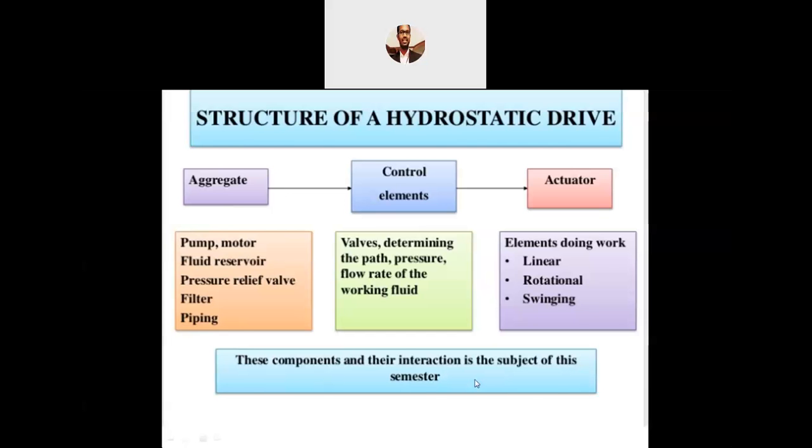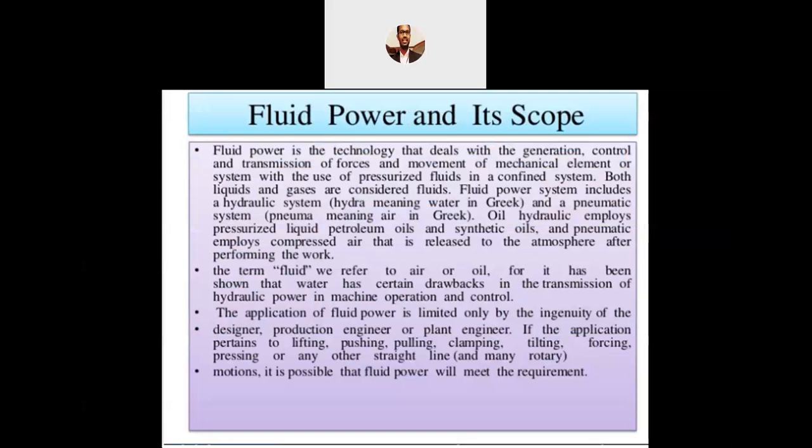Okay, this is the one way. Fluid power and its scope. Fluid power is a technology that deals with the generation, control and transmission of forces and movements of a mechanical element or system with the use of pressurized fluids in a confined system. This is a point to be noted. Every time we always say confined system. Now, what do you mean by this confined system?